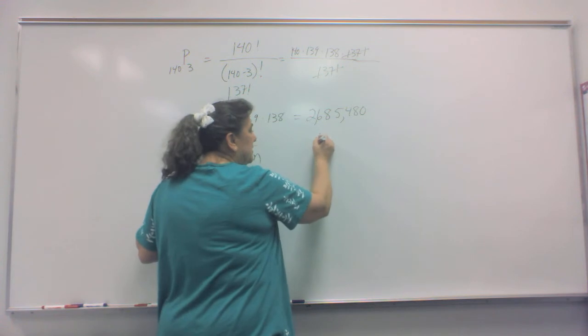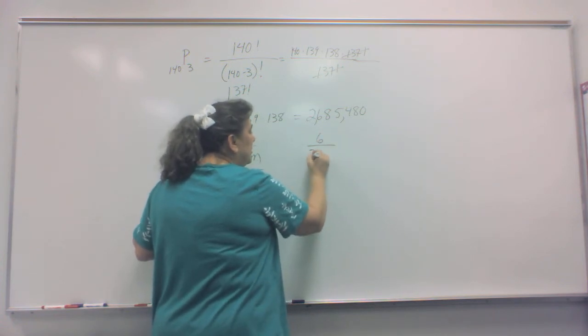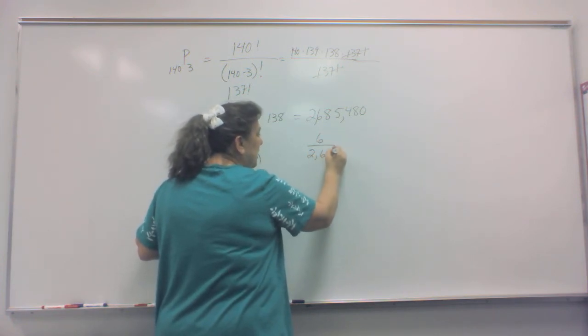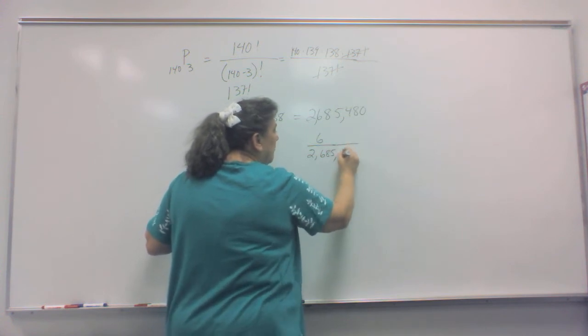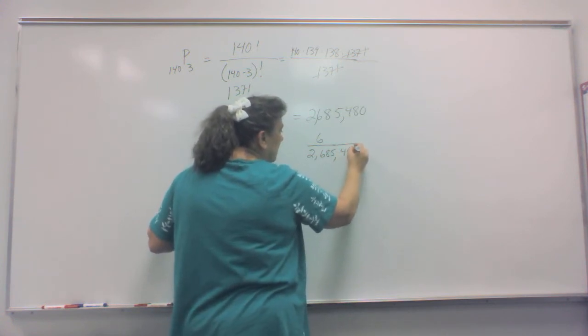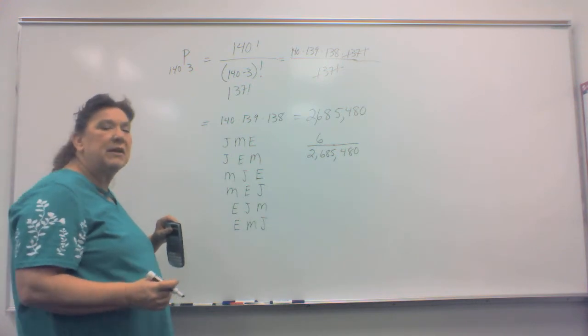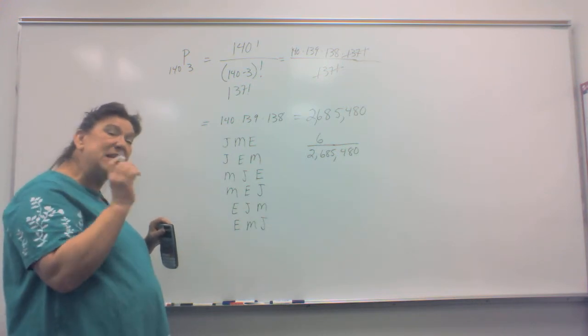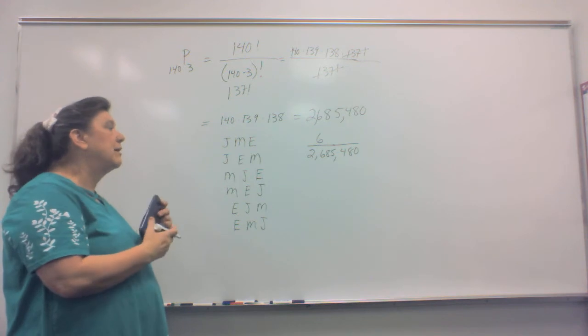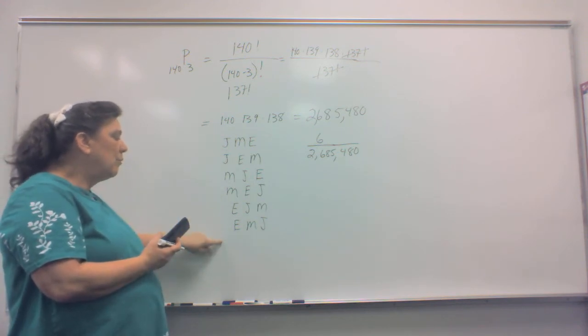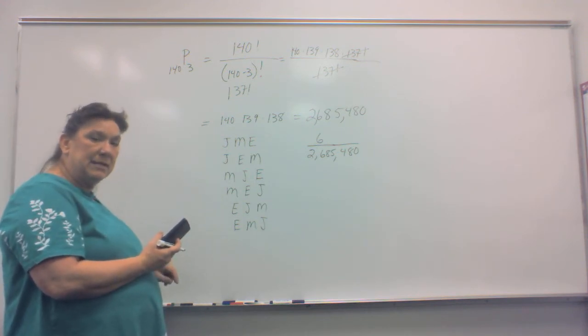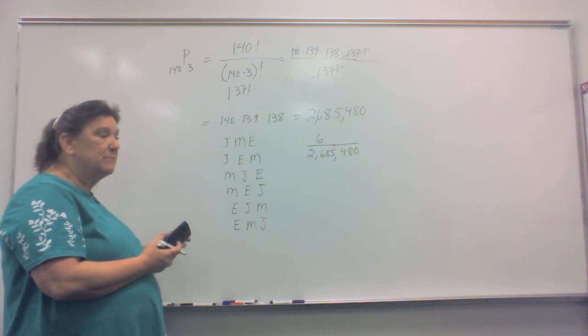So we would have 6 out of 2,685,480. So 6 possibilities out of that would have those three placed in the first three positions.